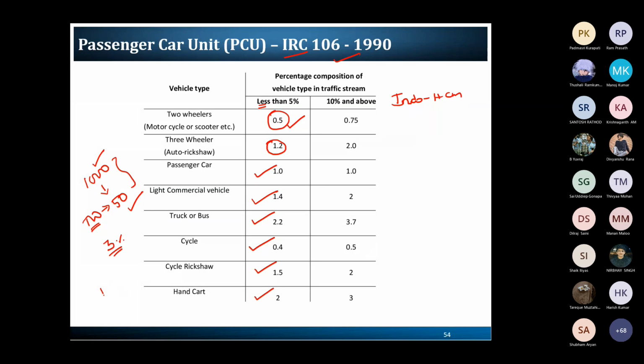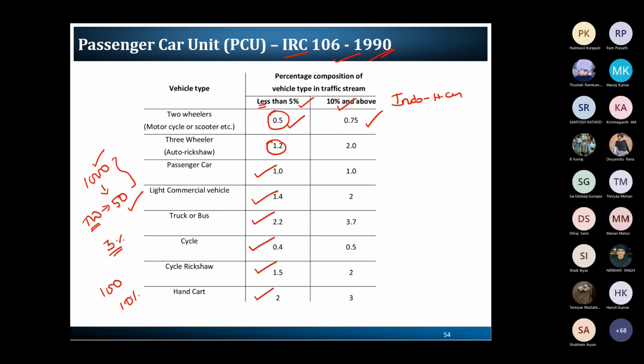But for example, if the volume is 100, which is nearly 10 percent, at that time we have to apply 0.75. So this is the way they have explained the traffic volume less than 5 percent or 10 percent. What is the correction factor to convert to the passenger car unit?